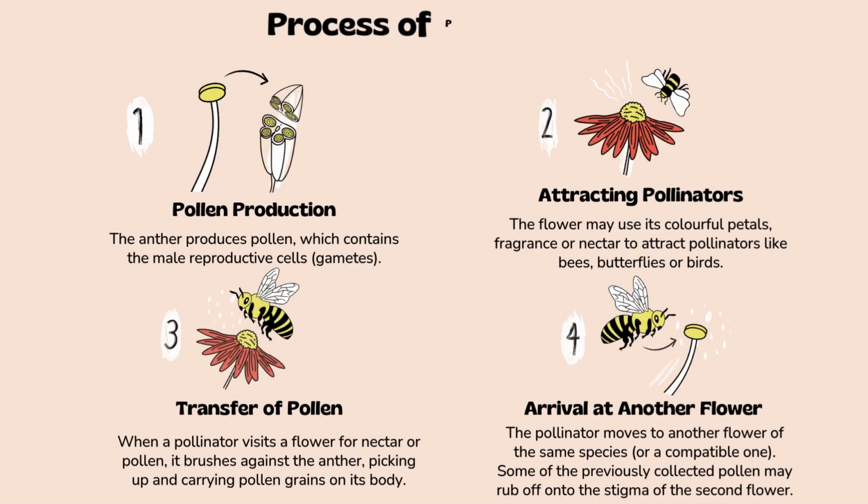Process of pollination. Pollen production: the anther produces pollen, which contains the male reproductive cells, gametes. Attracting pollinators: the flower may use its colorful petals, fragrance or nectar to attract pollinators like bees, butterflies, or birds. Transfer of pollen: when a pollinator visits a flower for nectar or pollen, it brushes against the anther, picking up and carrying pollen grains on its body. Arrival at another flower: the pollinator moves to another flower of the same species, or a compatible one. Some of the previously collected pollen may rub off onto the stigma of the second flower.